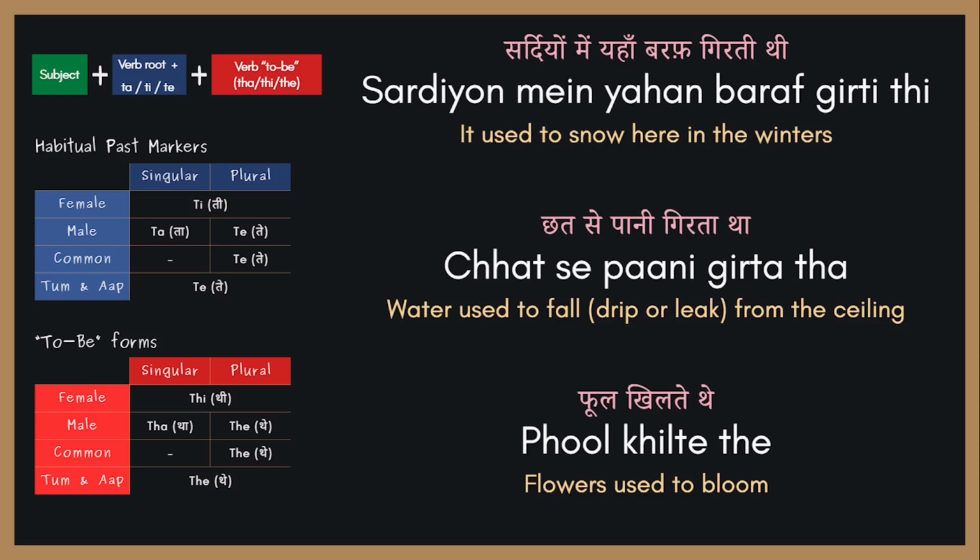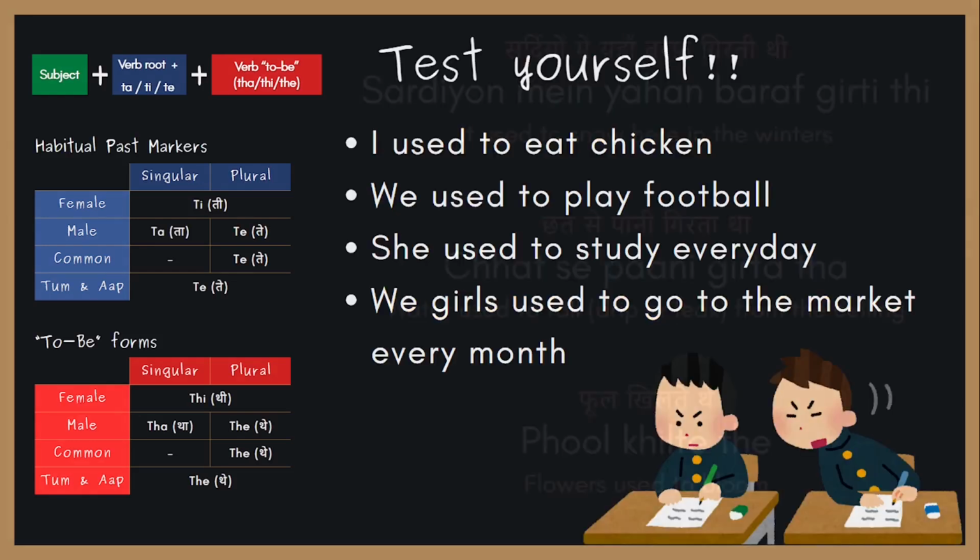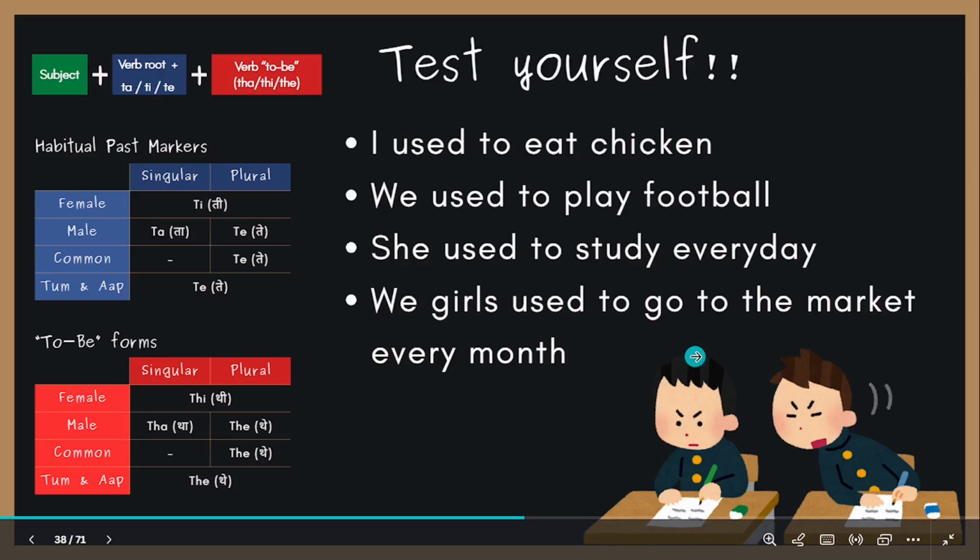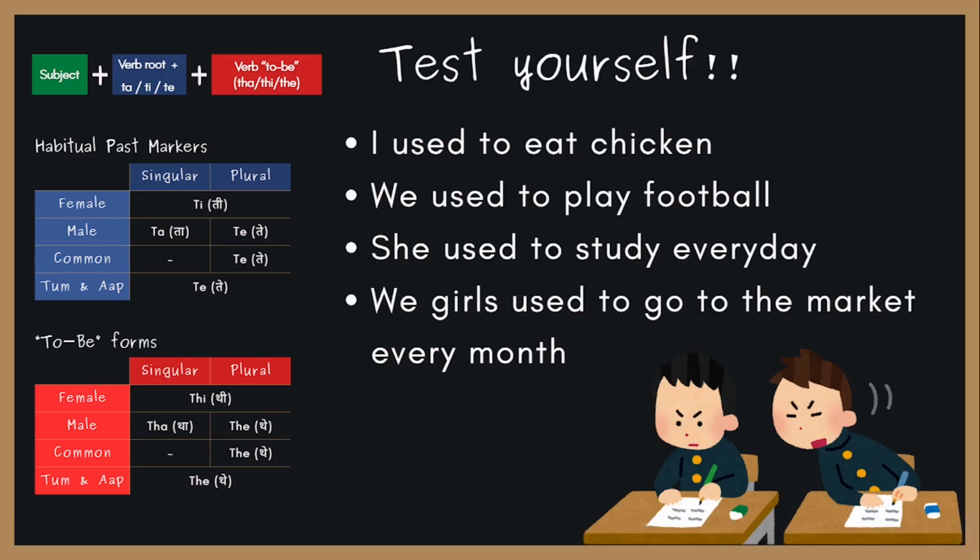Great. Okay, we are almost done. Here are a few practice questions for you. Just try forming these sentences in Hindi and don't forget to leave your replies in the comment section. I'd love it if you would actually try them out. So, I used to eat chicken, we used to play football, she used to study every day, and we girls used to go to the market.